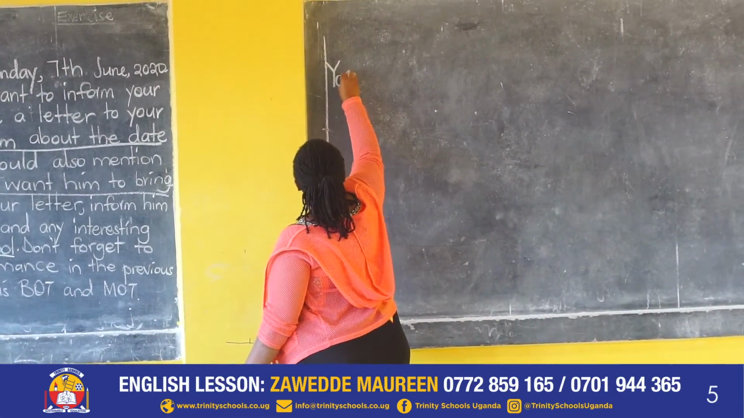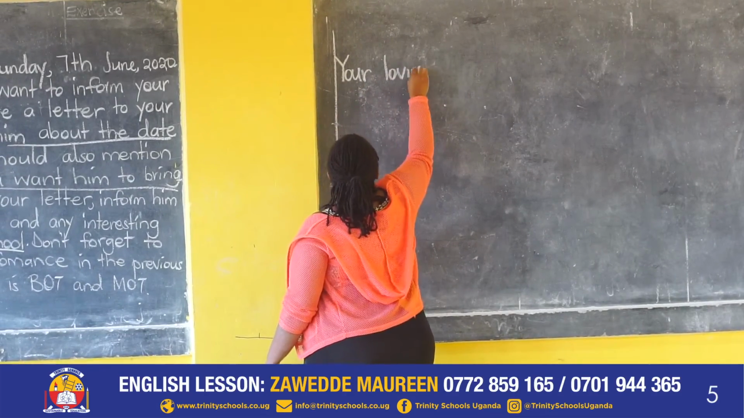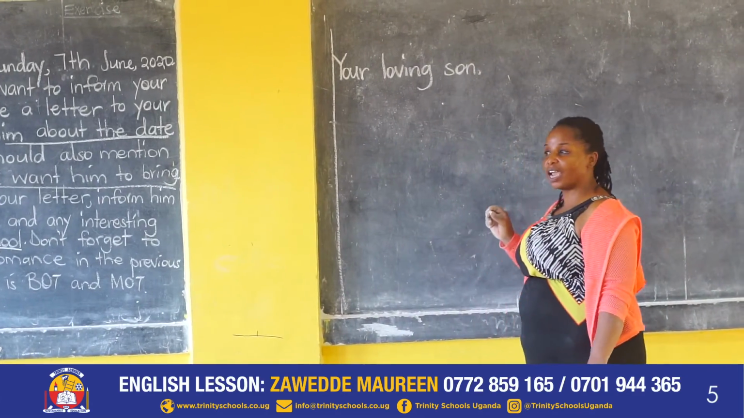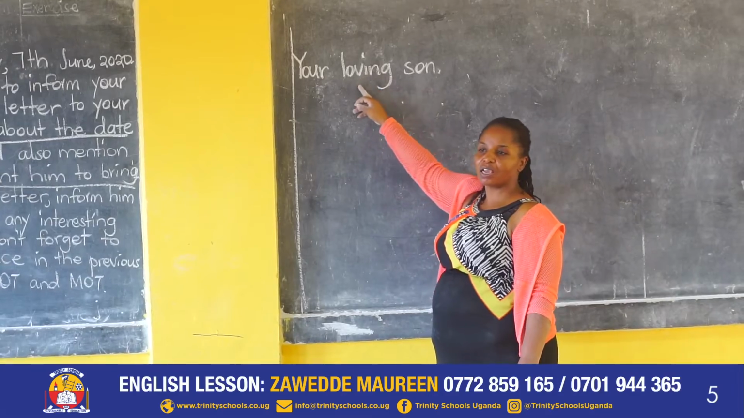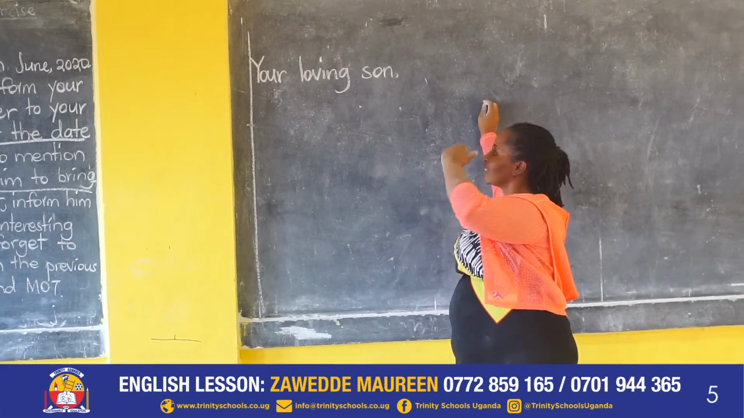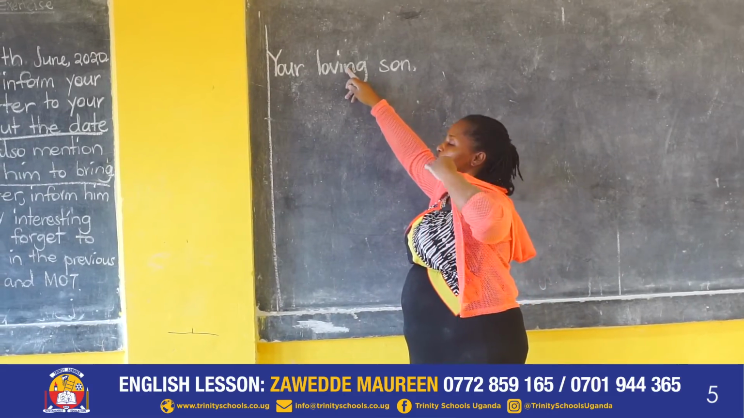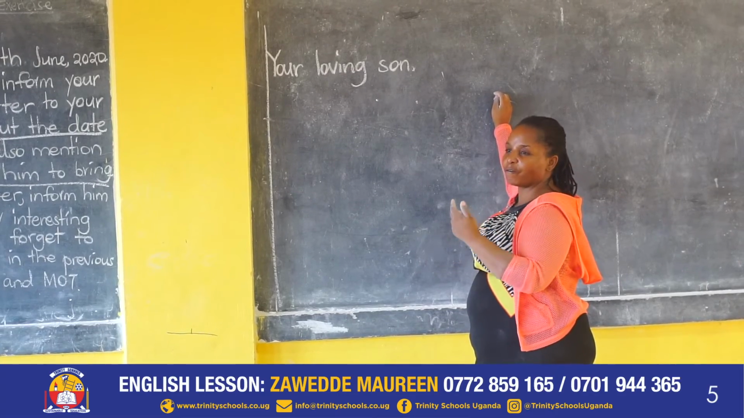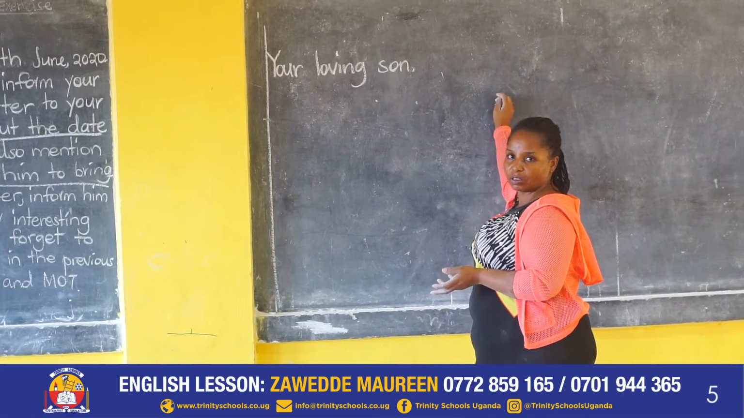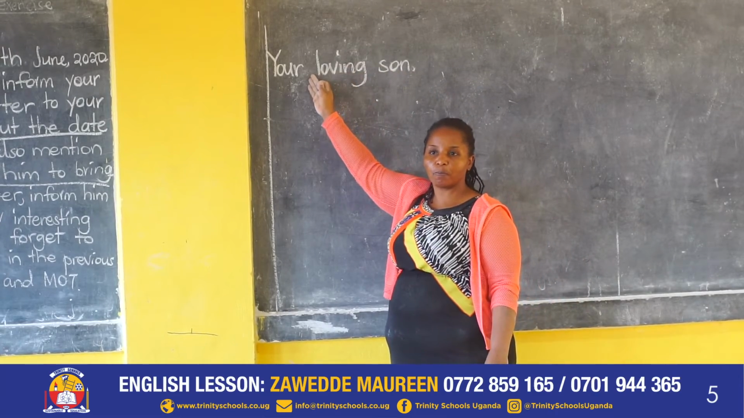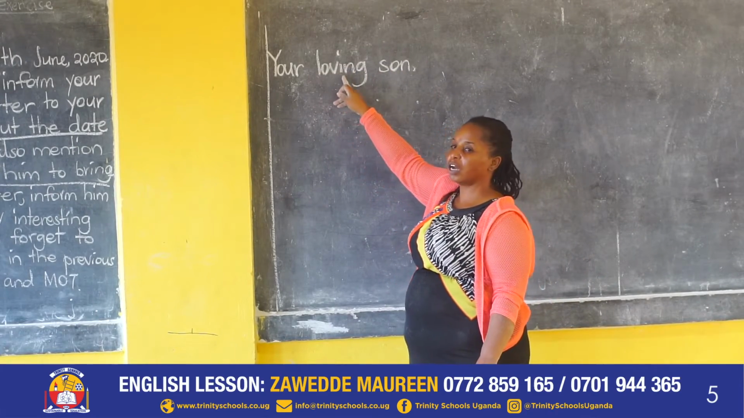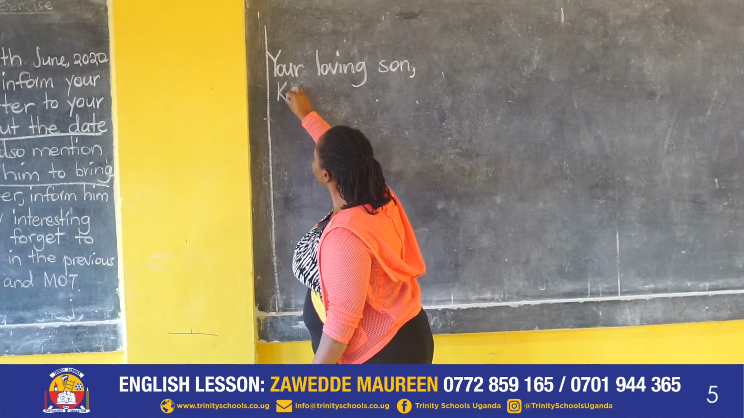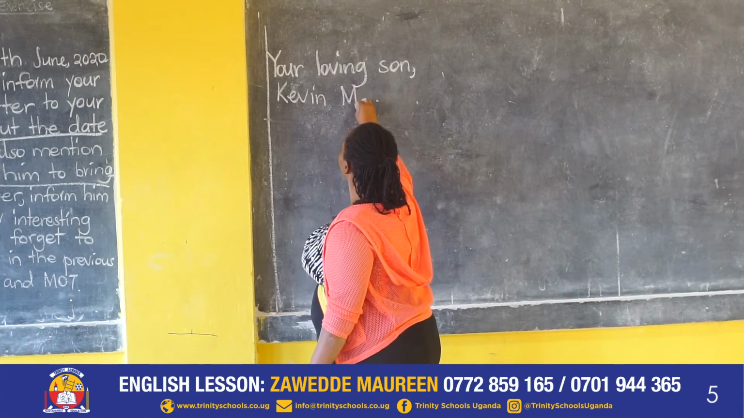Put the relationship. You're loving who? Your loving son. I am not saying that every time you can use this, but for examination purpose, I'm just encouraging you that when you use this, you will get the marks. There is this one also, use affectionately. Sometimes candidates fail the spelling, yet this one is very simple. That's why I advise use the word loving plus the relationship. Your loving son, Kevin.